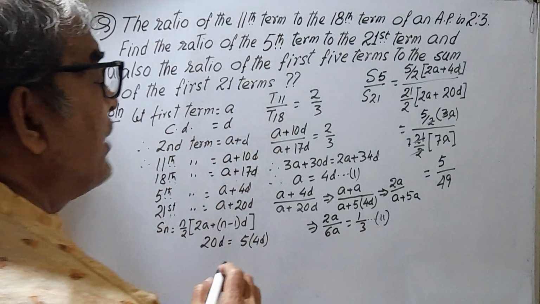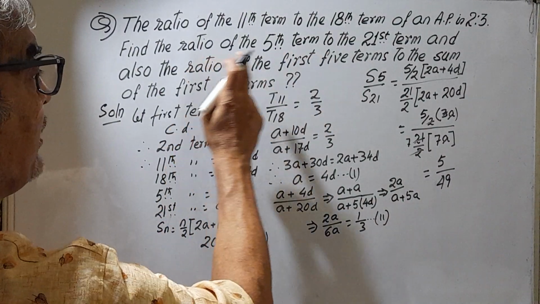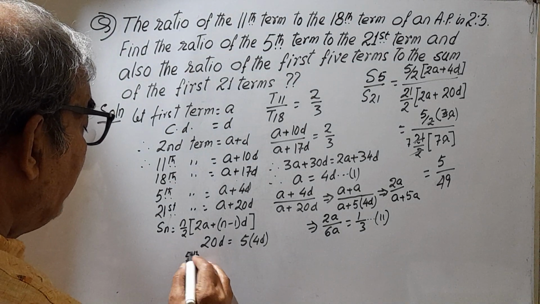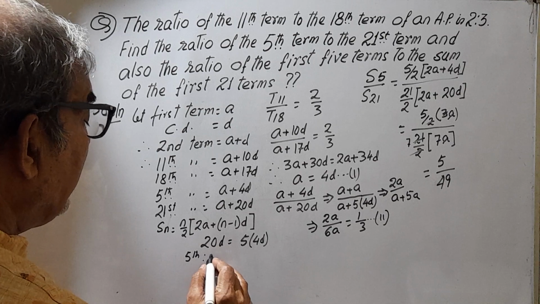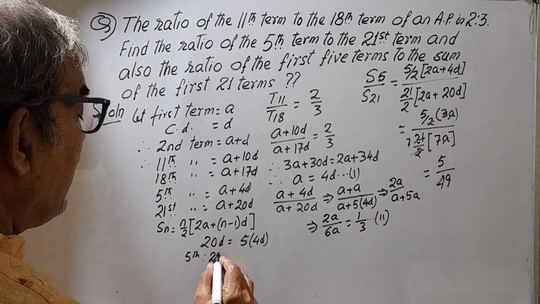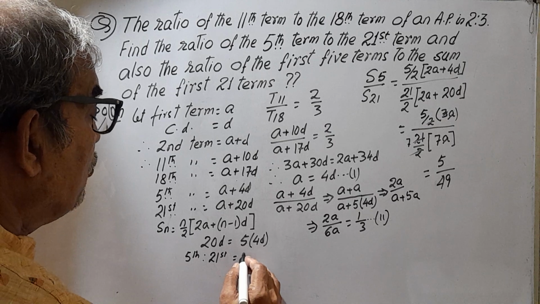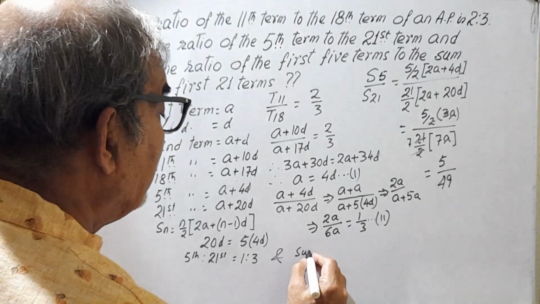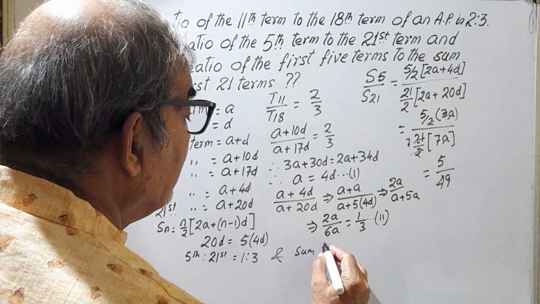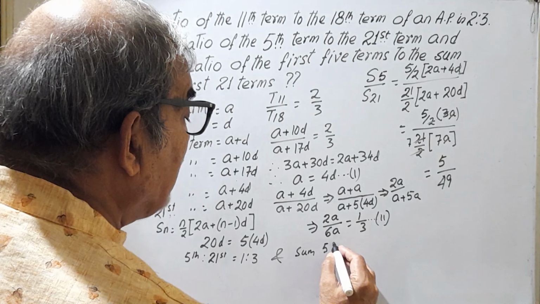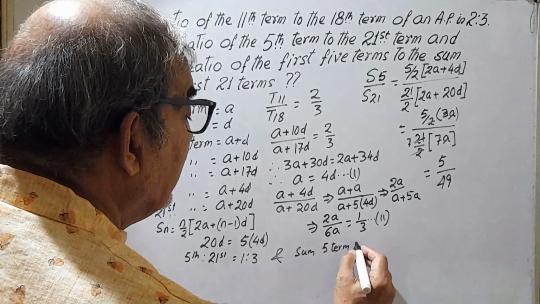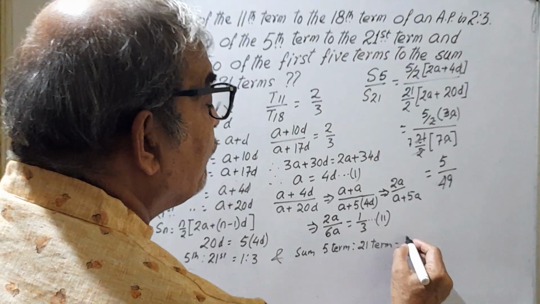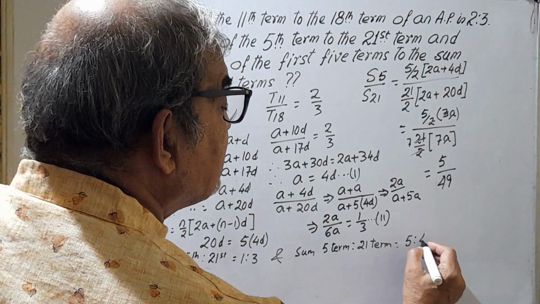So write in the answer: find the ratio of the 5th term to the 21st term equal to 1:3, and the ratio of the sum of the first 5 terms to the sum of the first 21 terms equal to 5:49, and this is the answer.